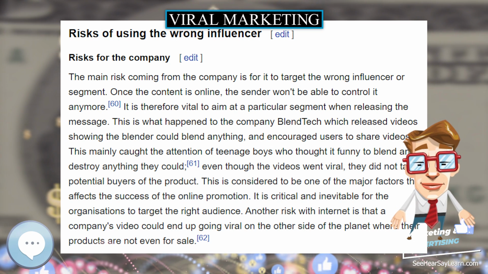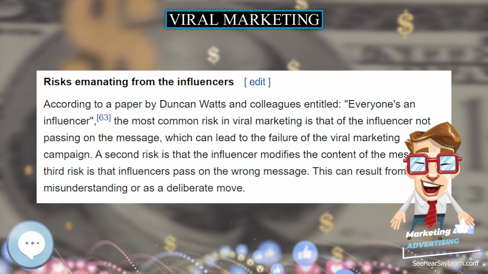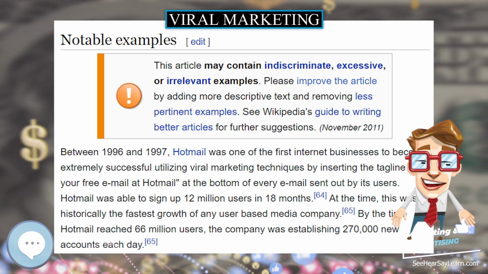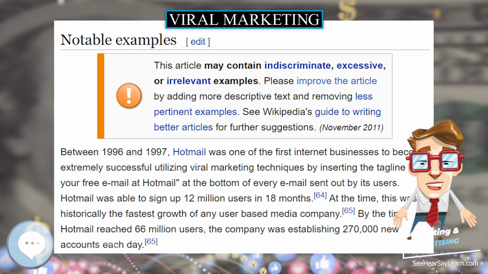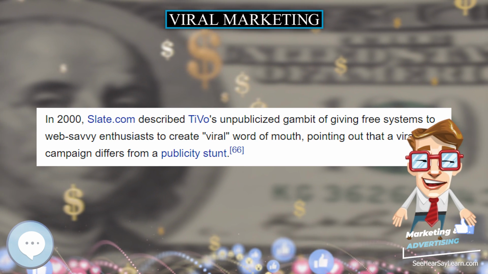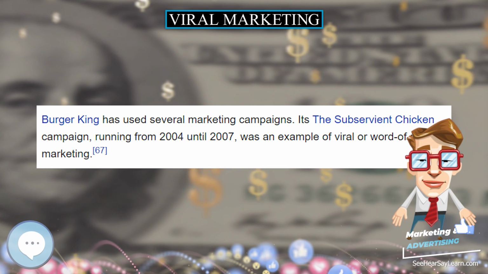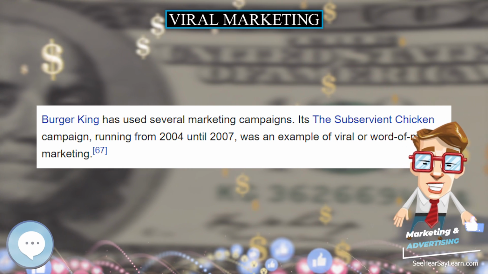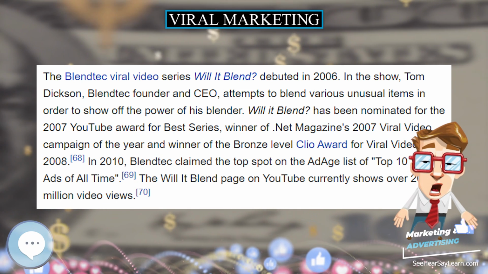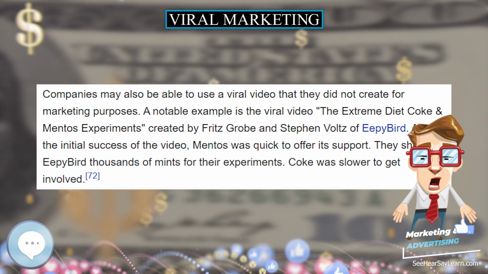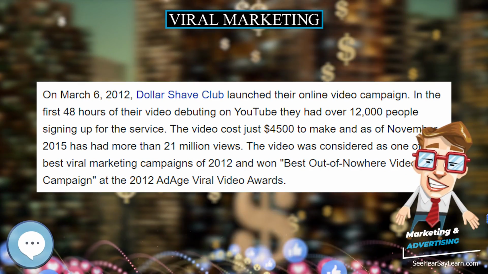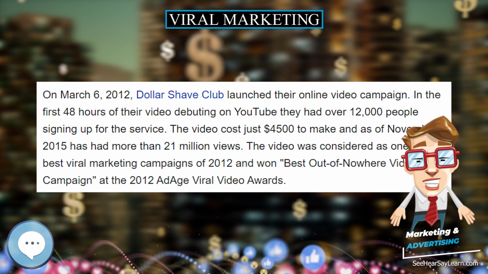Notable examples. Between 1996 and 1997, Hotmail was one of the first internet businesses to become extremely successful utilizing viral marketing techniques by inserting the tagline "Get your free email at Hotmail" at the bottom of every email sent out by its users. Hotmail was able to sign up 12 million users in 18 months. At the time, this was historically the fastest growth of any user-based media company. By the time Hotmail reached 66 million users, the company was establishing 270,000 new accounts each day.